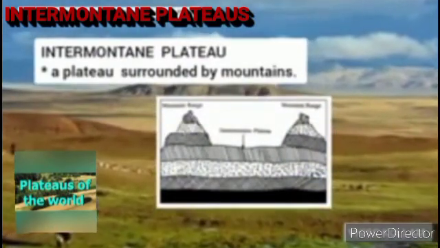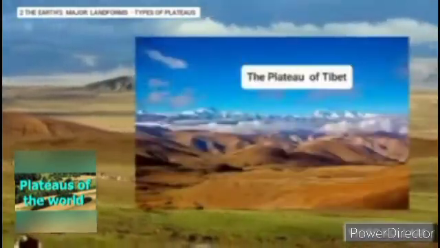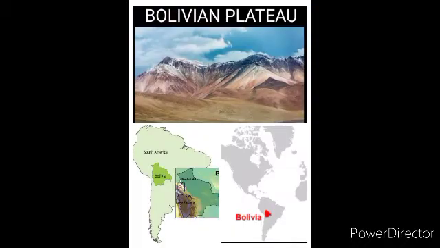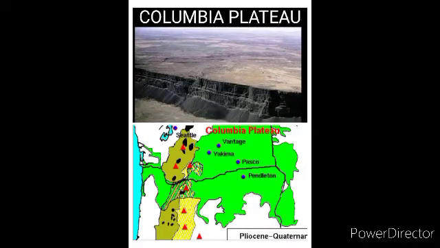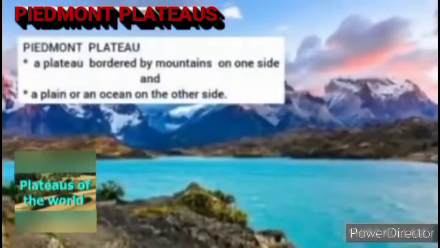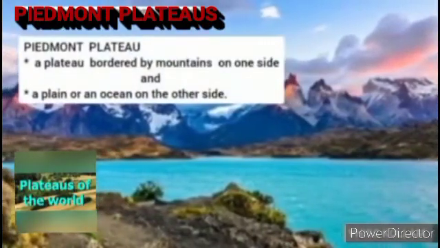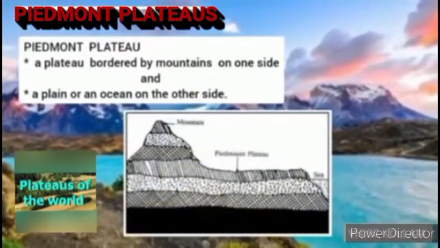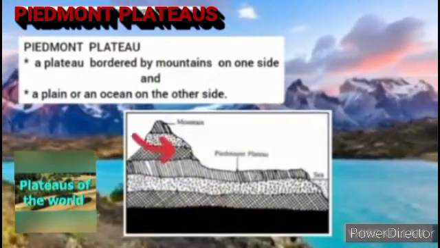Intermontane plateau is enclosed or surrounded by mountain ranges. For example, the Plateau of Tibet. The Tibetan plateau is the highest plateau in the world. It is also called the roof of the world. Other examples of intermontane plateaus are the Bolivian plateau in the Andes, the Columbia plateau in the USA, and the Tarim Basin in Asia. Piedmont plateaus: a Piedmont plateau is bordered by mountains on one side and a plain or an ocean on the other side.